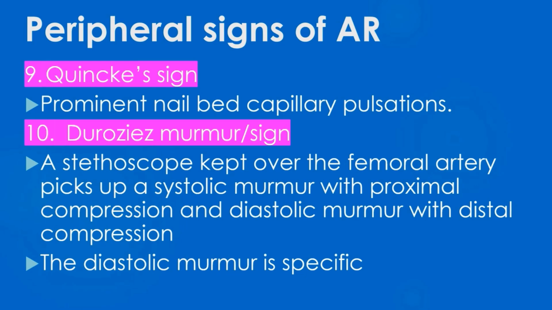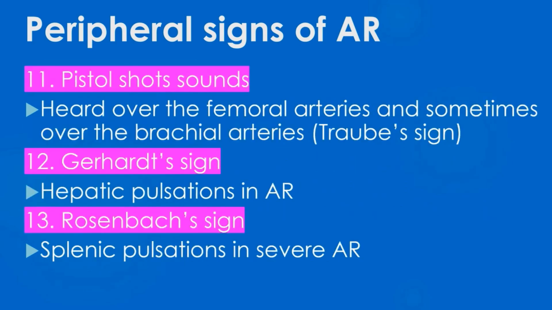10. Duroziez murmur sign: a stethoscope kept over the femoral artery picks up a systolic murmur with proximal compression and a diastolic murmur with distal compression. The diastolic murmur is more specific. 11. Pistol shot sounds can be heard over the femoral arteries and sometimes over the brachial artery, known as Traube sign. 12. Gerhardt sign: hepatic pulsations in severe AR.